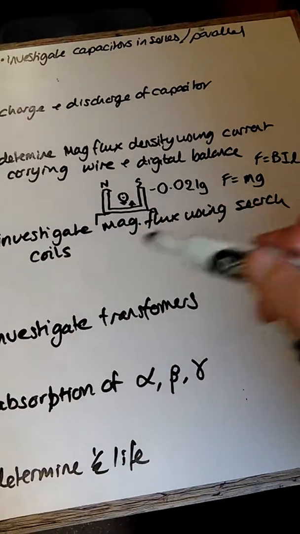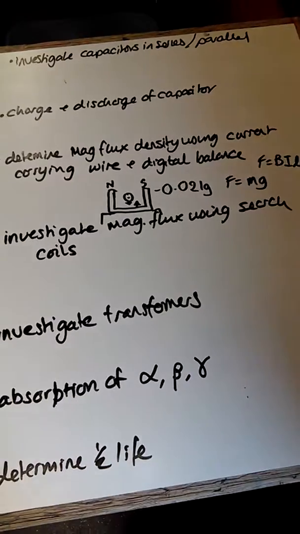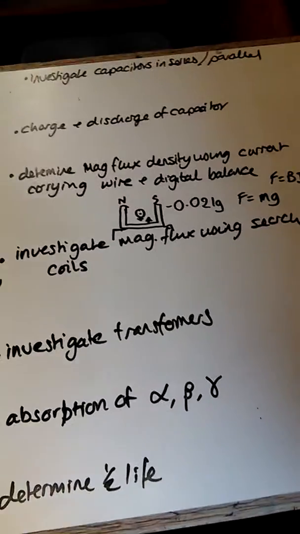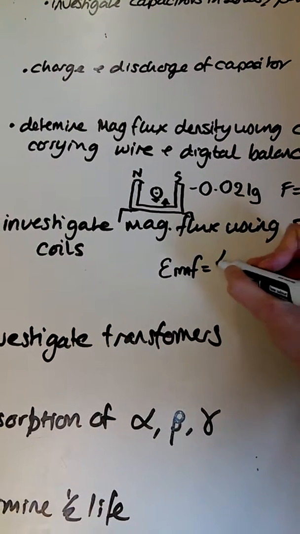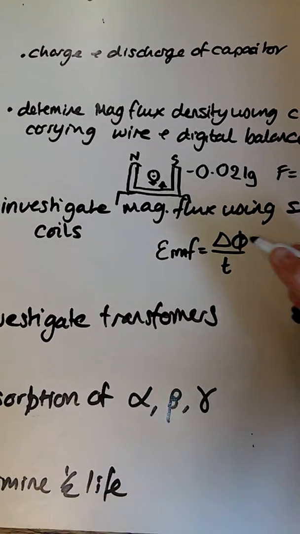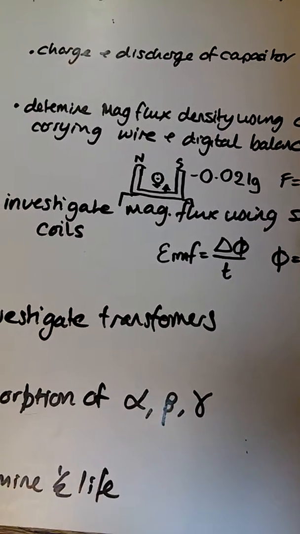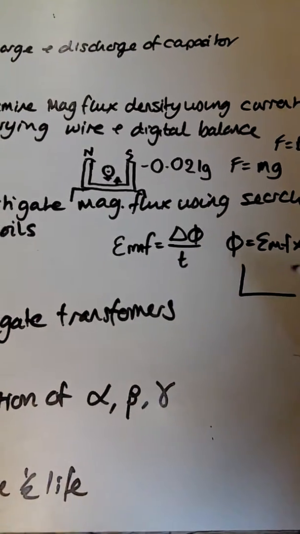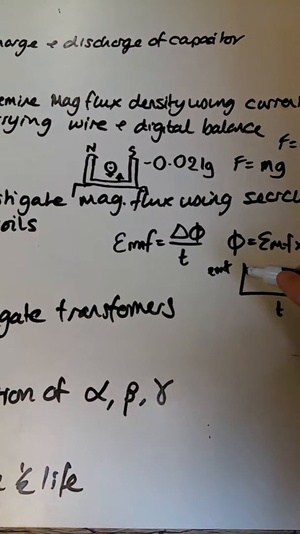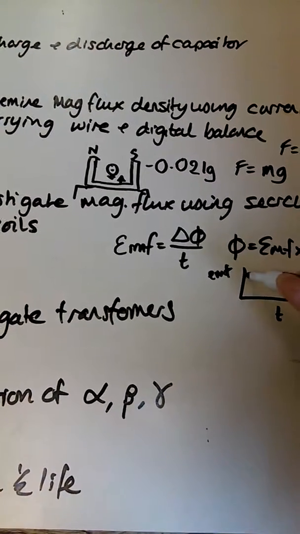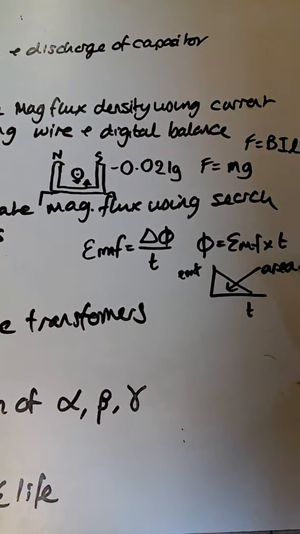Okay, investigating magnetic flux using search coils. That involves having a search coil and moving it out of the magnetic field. And as you move it out of the magnetic field, you would induce an EMF. Now we know that EMF is equal to the rate of change of flux. Okay, so if we wanted to know what the flux was, what we could do was EMF multiplied by the time. The way we do that is we would plot a graph, maybe using a data logger, of EMF against time. So as we pulled it out, we would get some fluctuation. It might go straight down, it might go straight, it depends what speed we're pulling it out at. Then what we'd have to do is find the area underneath that graph.